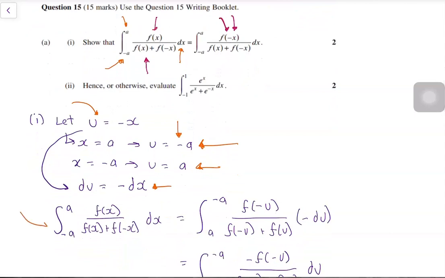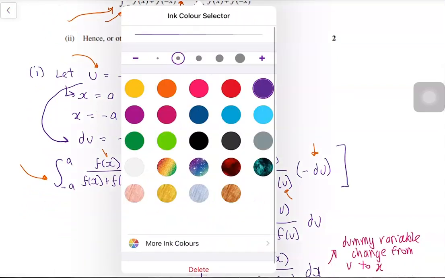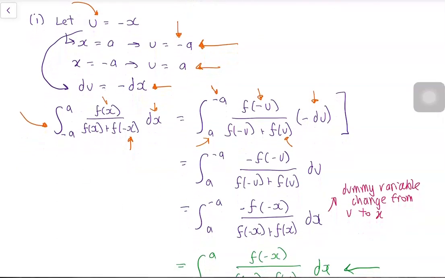Now we can write the left-hand side as the integral from a to minus a, and now x becomes minus u, and we also have minus x becoming u, and the dx becomes minus du. So now we have this integral over here. So we can move the minus sign out to the front over here now.